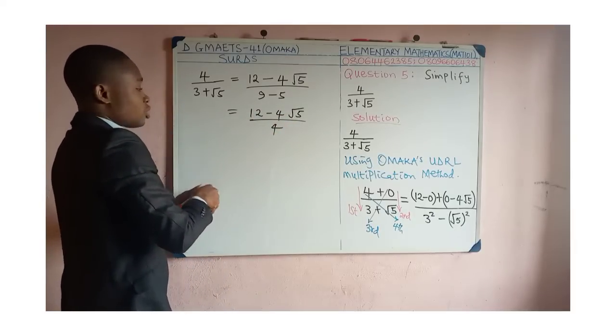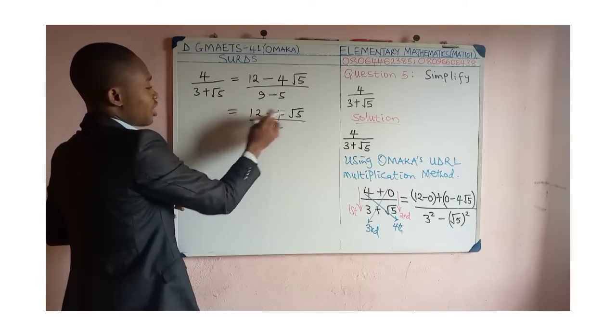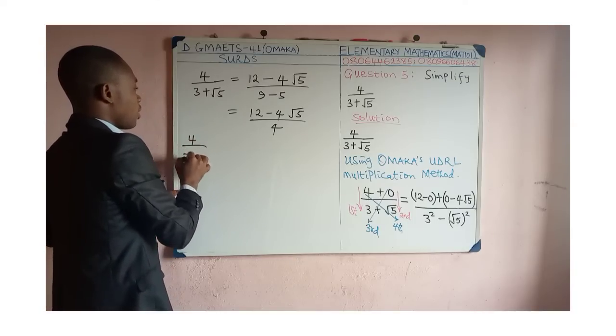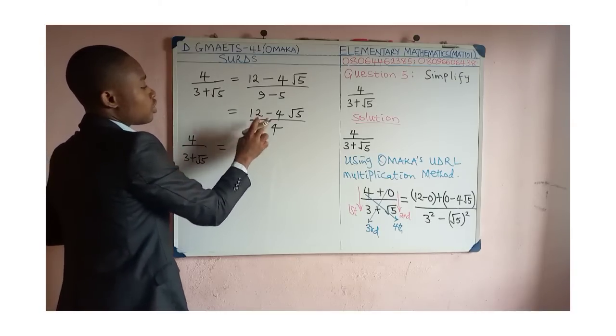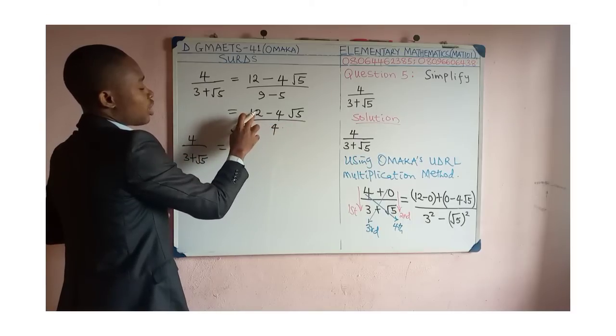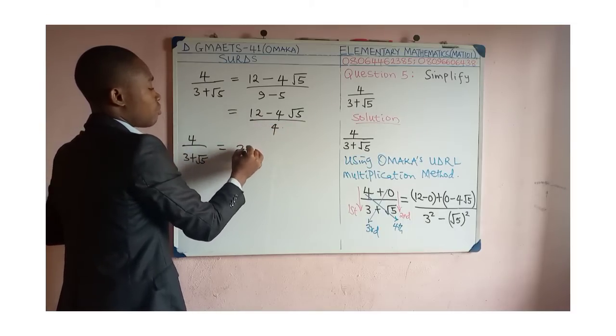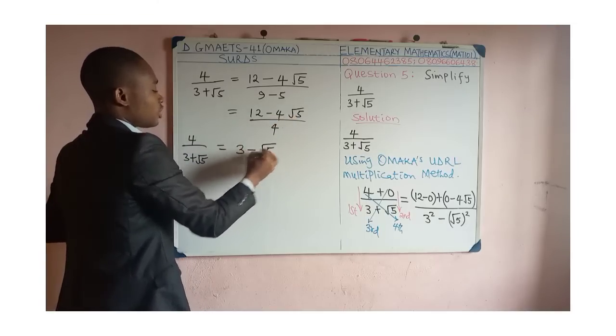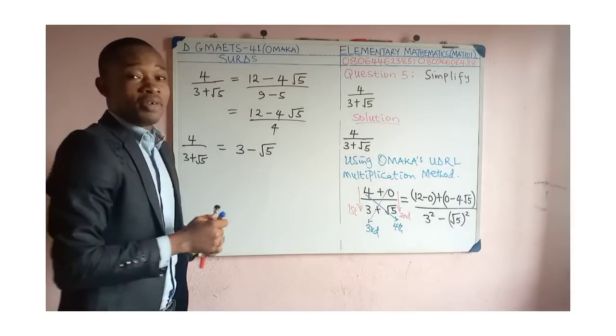And as usual, you can split, divide this, and then we get 4 all over 3 plus root 5 is equal to, this 4 divides this 12 to give us 3 minus, 4 divides this 4, you get 1. 1 times root 5, you have your 3 root 5 as before.